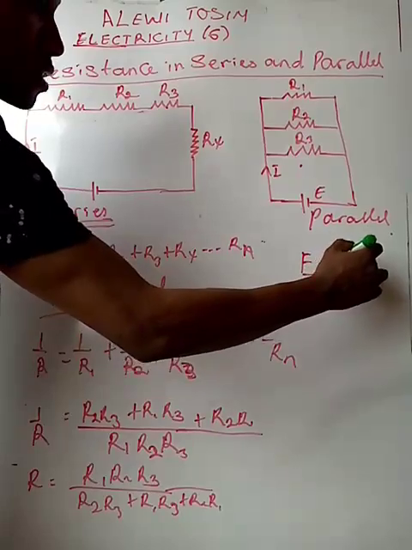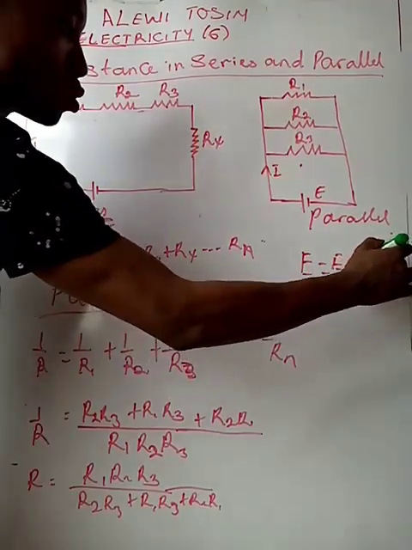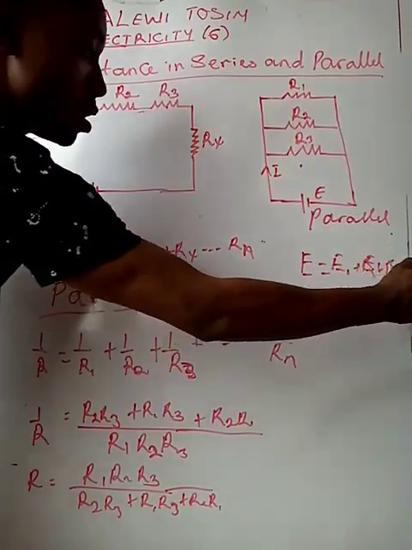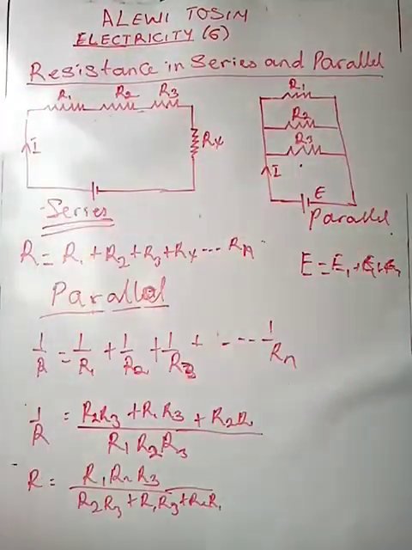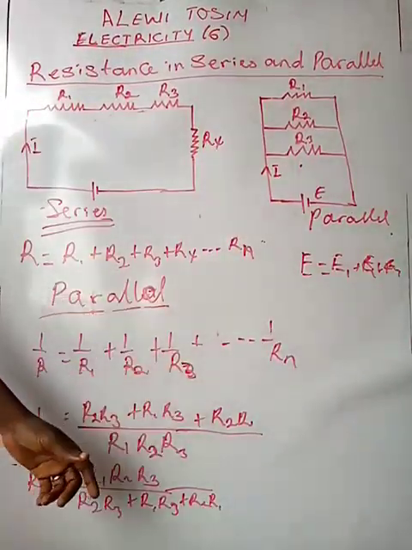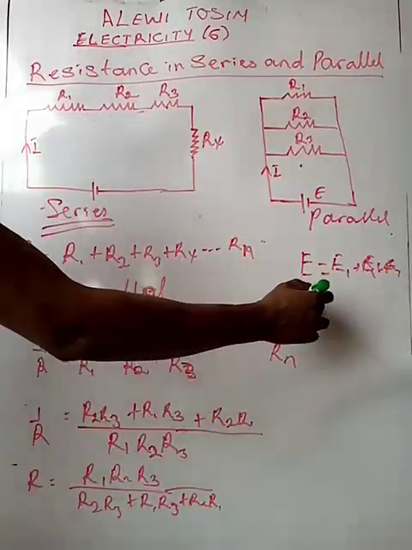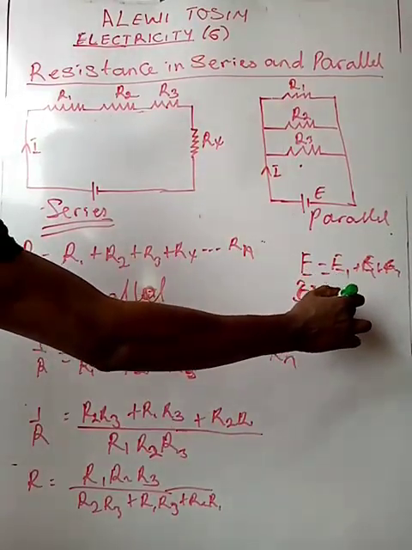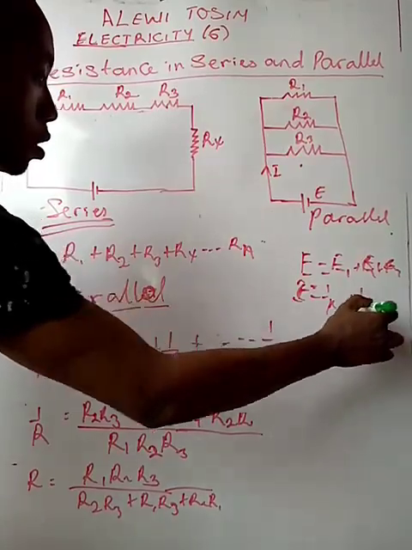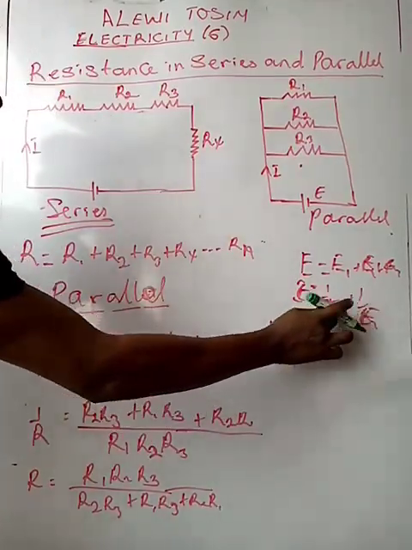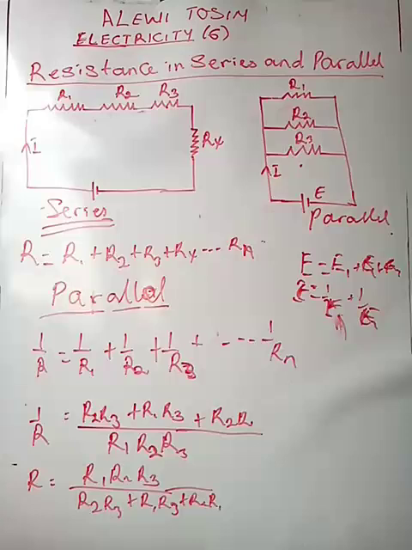Note, when cells are arranged in series, we still have the same pattern: E equals E1 plus E2 plus E3. That's when cells are in series. And when we have cells arranged in parallel, it becomes 1 over E equals 1 over E1 plus 1 over E2 and so on and so forth. So that is resistance in series and parallel. Now let's take an example.